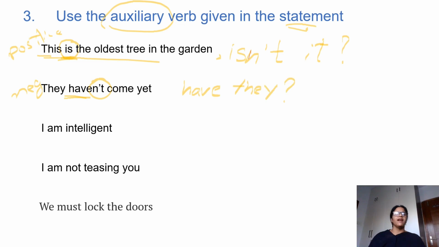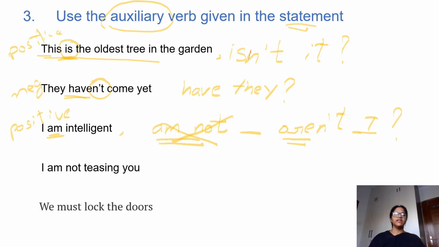I am intelligent. Here the statement is positive. We need a negative tag. And what is the auxiliary verb here? Am. To make it negative, we need not: am not. And what is the contraction of am not? The contraction is aren't. It's not amn't. It has to be aren't. Now, I am intelligent. What is the answer? Aren't I? I am not teasing you. Here the helping verb is am.